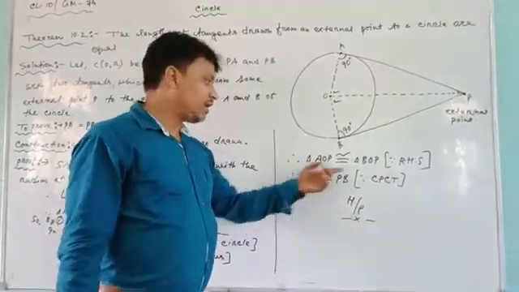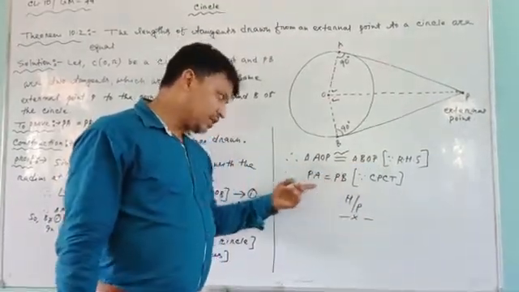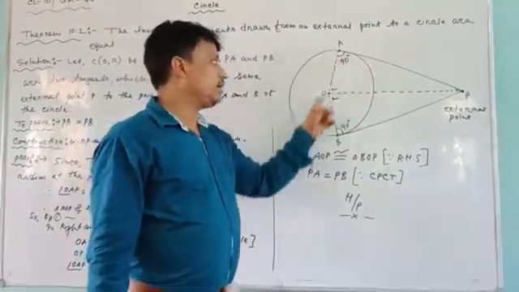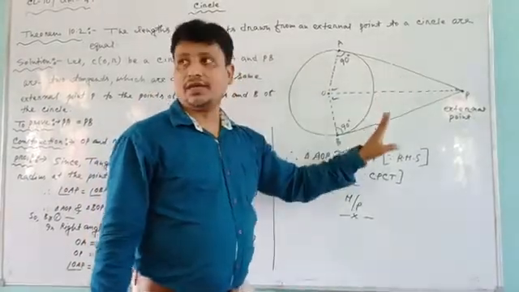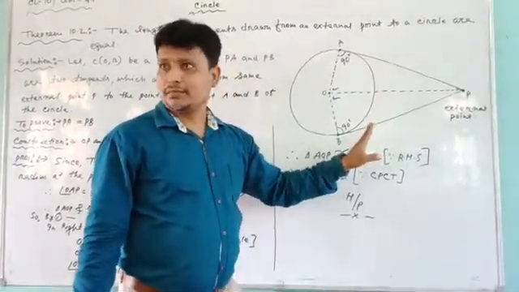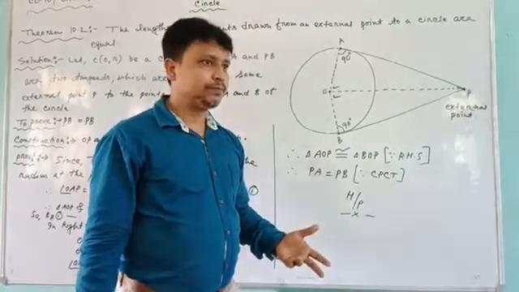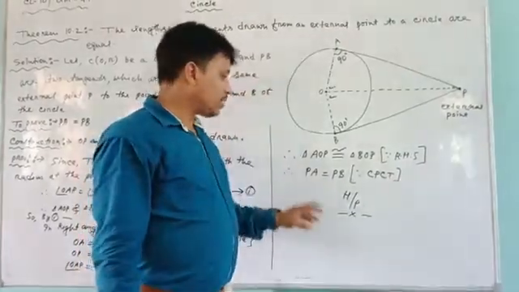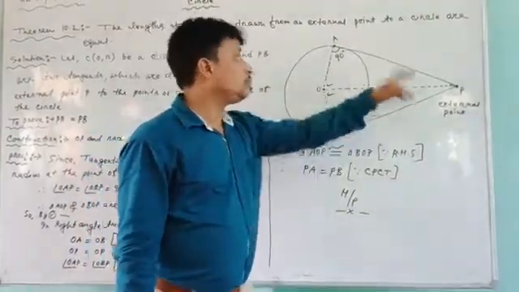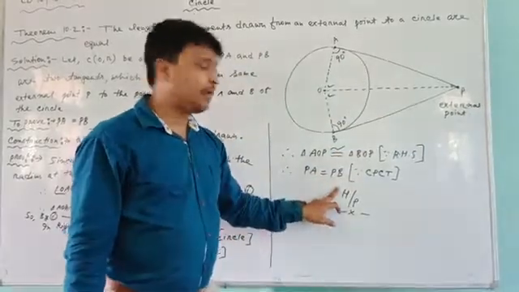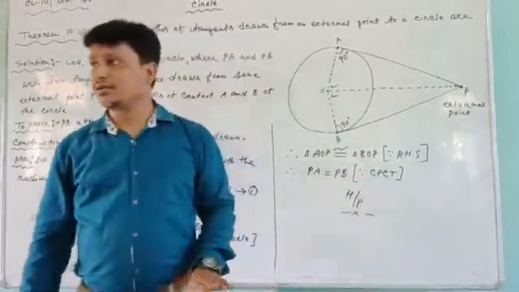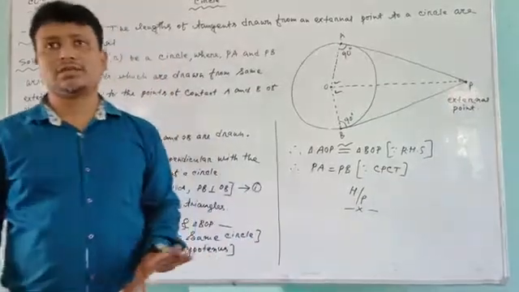Same to same. After you do this much, then in place of this, you write angle AOP equal to angle BOP as proved. Maybe you will get this theorem that way also. So now here we need to prove PA equal to PB, so write PA equal to PB, then write CPCT, corresponding parts of congruent triangles. That's all.